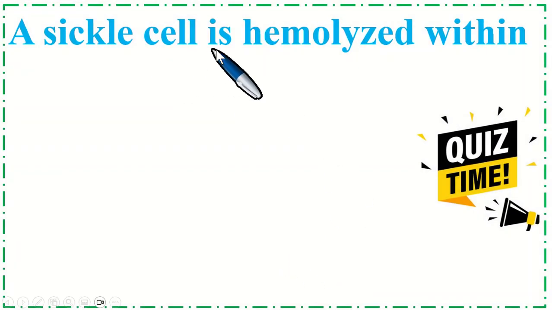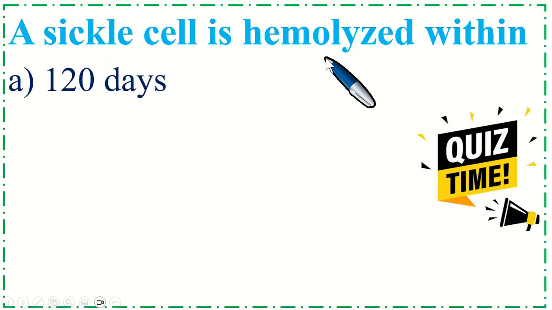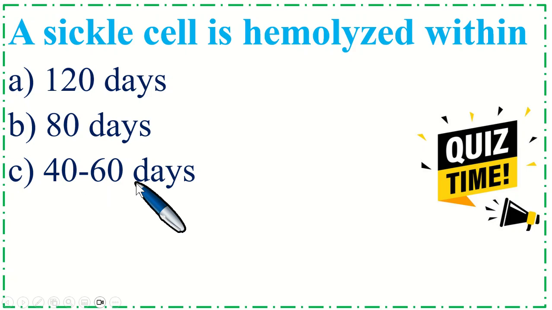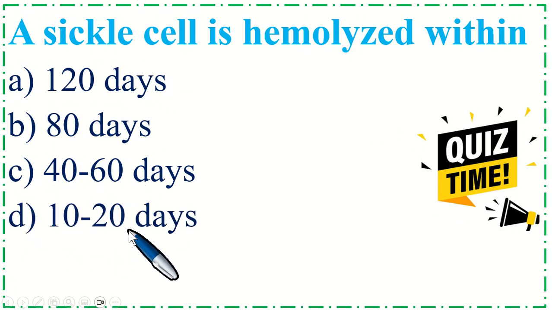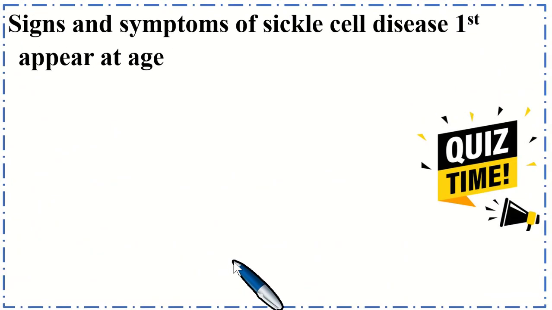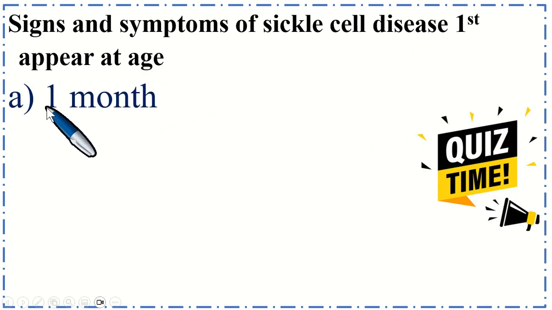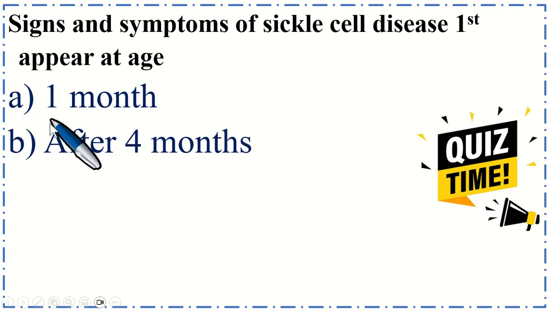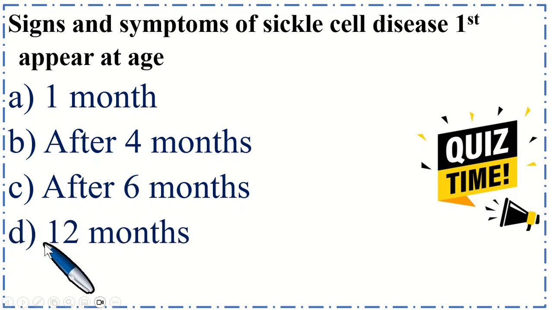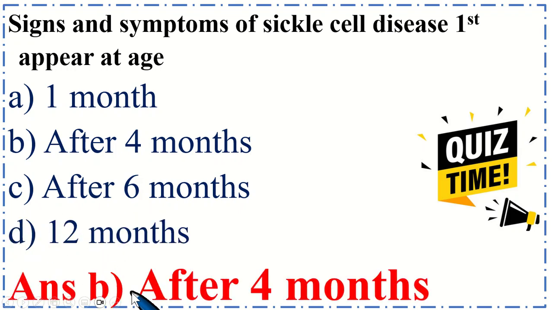A sickle cell is hemolyzed within option A 120 days, B 80 days, C 40 to 60 days, and option D 10 to 20 days. Correct option is D 10 to 20 days. Signs and symptoms of sickle cell disease first appear at the age of option A 1 month, B after 4 months, C after 6 months, and option D 12 months. Correct option is B after 4 months.